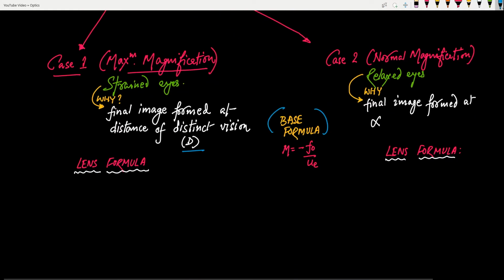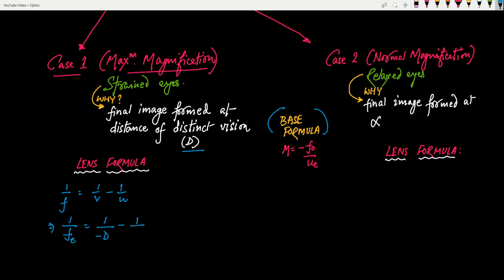So let's see. We know the lens formula is given by 1/F = 1/V - 1/U. The focal length of the eyepiece is +FE, because the focal length of a convex lens is always positive. The final image distance is -D, according to sign convention it should be negative. I've explained this while explaining the simple microscope. The virtual object should be kept at UE, that is -UE according to the sign convention. We need to find this UE. If we solve this, we get 1/UE = 1/FE + 1/D.